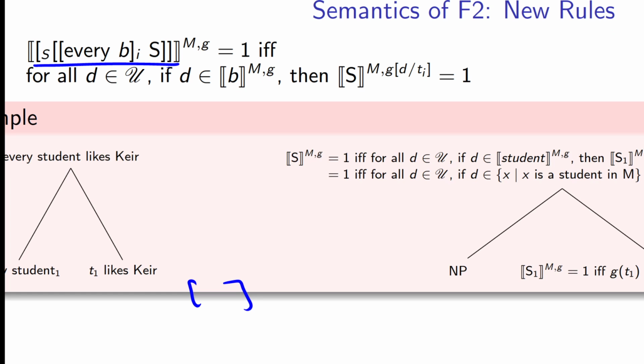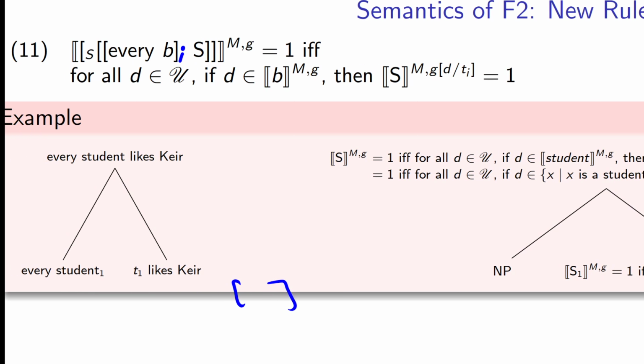So now we're going to make use of assignment functions and binding. So let's say every student is indexed with a letter. Let's call this I. So this will be like a 1 or a 2 in our tree, or it could be an I or a J in our tree. We say that every B is S. So the example I give here is every student indexed with a 1, and then every student likes Kier, so T1 and every student are indexed.